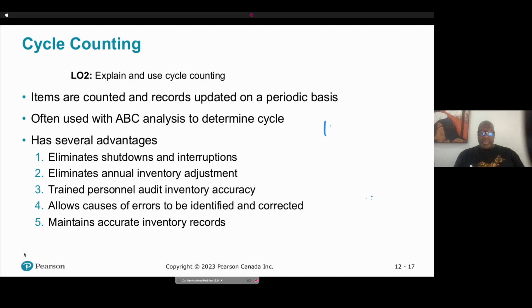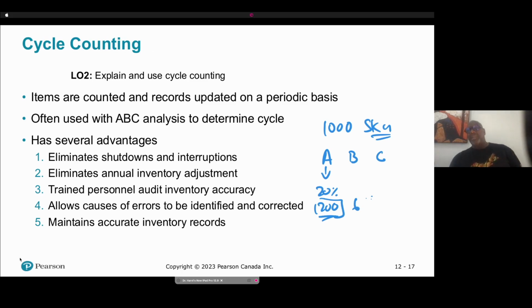So if you have a large number of SKUs, say for example 1,000 stock keeping units, we call them SKUs, then you will use your classification system. If you have, say, your ABC system, then for the 20% of these items, in that case 200 of them, you will determine, well, because they're critical, I want to count them say 6 times a year. So 6 by 200 is 1,200 item counts.